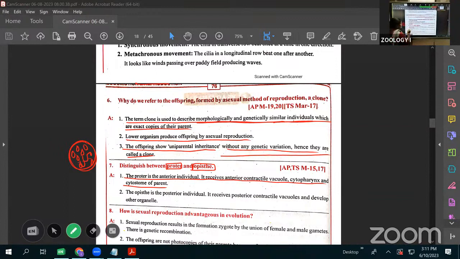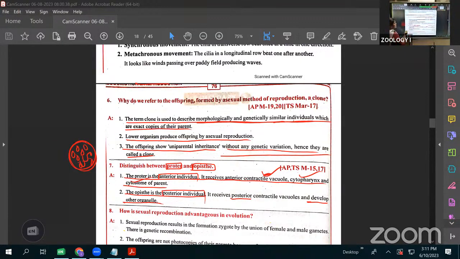Next, the lower one is called the opiste, the posterior individual. Here is the anterior individual, and this one is the posterior individual. The anterior one receives the anterior contractile vacuole, and the opiste receives the posterior contractile vacuole and develops all other organelles. The opiste prepares its own cytopharynx and cytostome.